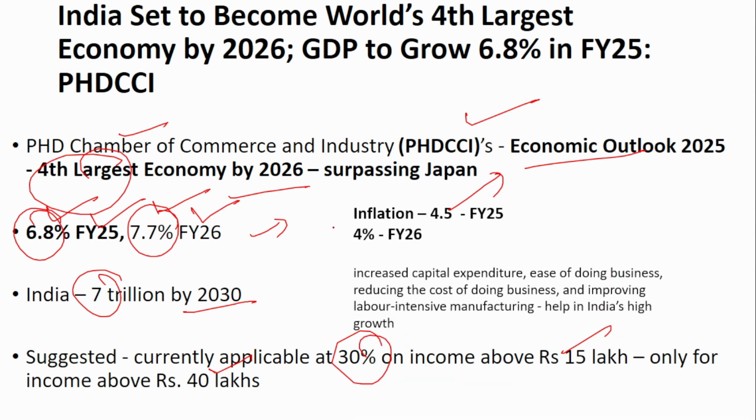It had also projected inflation. Inflation will be 4.5% in financial year 25 and 4% in financial year 26. It also said that the country has to increase capital expenditure, ease of doing business, reduce the cost of doing business, and improve labor-intensive manufacturing so that the unemployment rate will reduce. So this altogether will help in India's high growth.